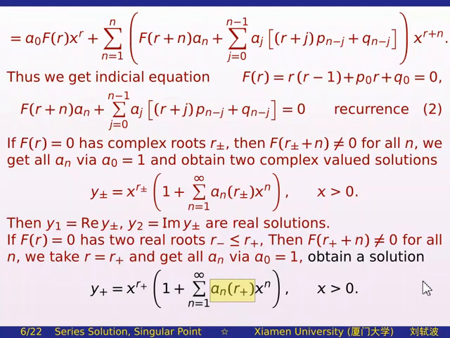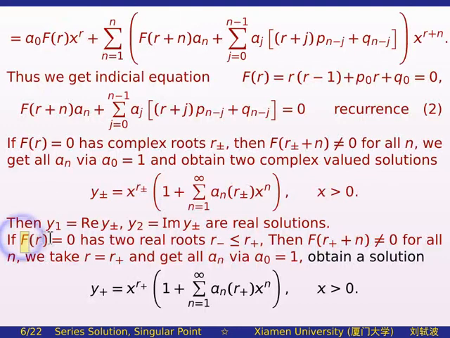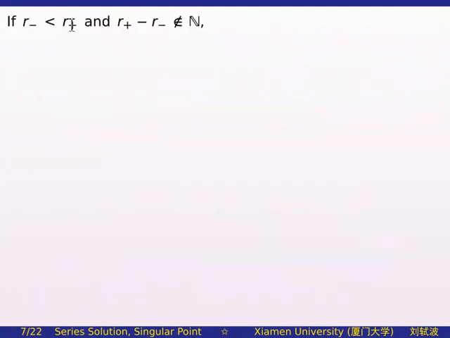But we are considering a second order equation. We want to find another solution. So how to find the other solution? There are some problems to be solved. So firstly, the simplest case is that r minus is less than r plus. The two roots of capital F(r) equal to 0 are not equal. Because we had already assumed that r plus is the possibly larger one, if they are not equal, we have r minus less than r plus. And also we require that r plus minus r minus is not a natural number.